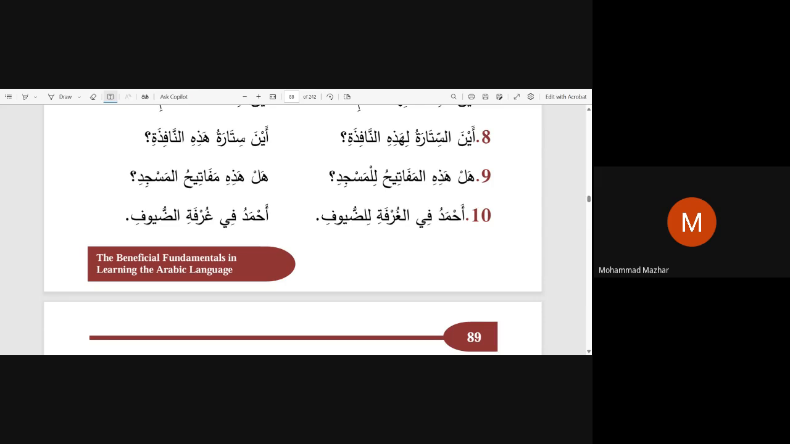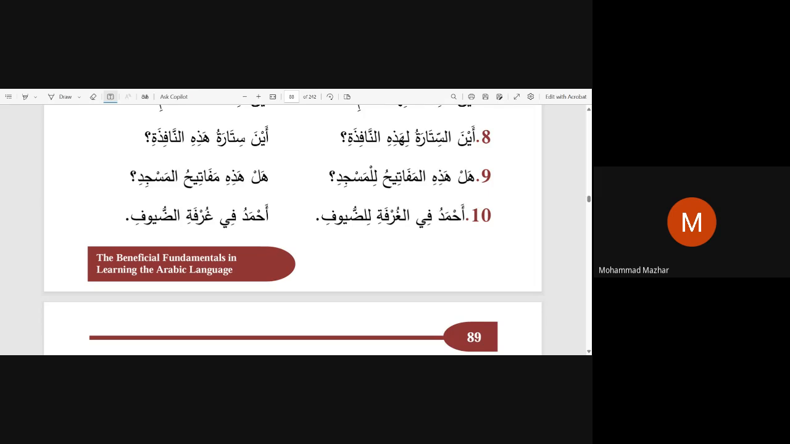Okay. Number 10. Ahmadu fil ghurfa lit duyuf. You all are repeating after me, because when you repeat, I want you to read it and absorb it. I want you to read it and comprehend it. It's not just reading. I want you to comprehend its meaning. Ahmadu fil ghurfati lit duyufi.